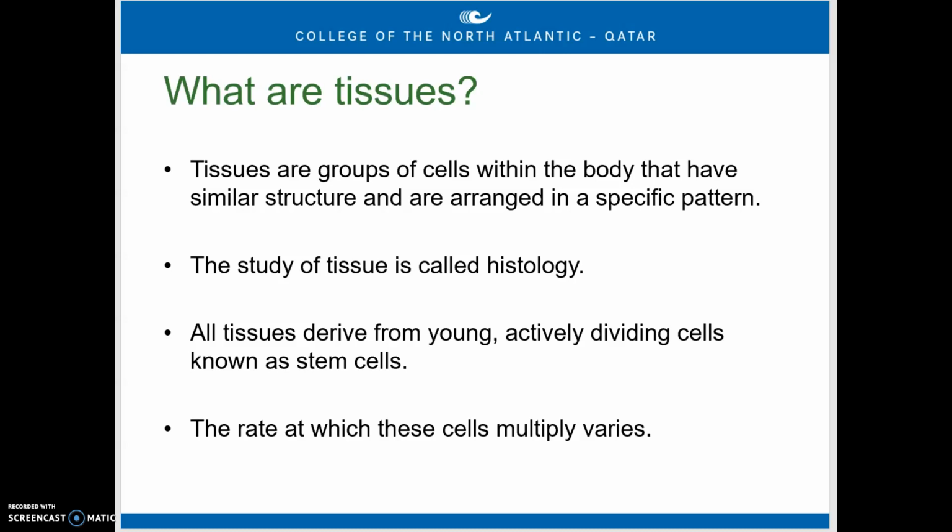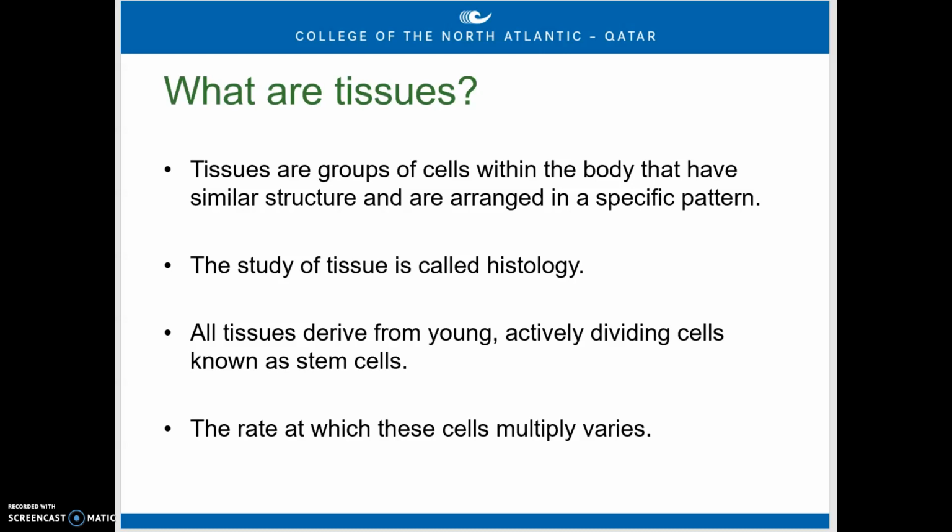So first of all, what are tissues? Well, tissues are groups of cells that are arranged within the body in a specific pattern. They have a similar structure and generally a similar function. The study of tissues is called histology, and we're going to do a lab on histology where we're going to look at the cells that make up different types of tissues in the body. And that's a pretty busy lab, so I think you guys will like that one.